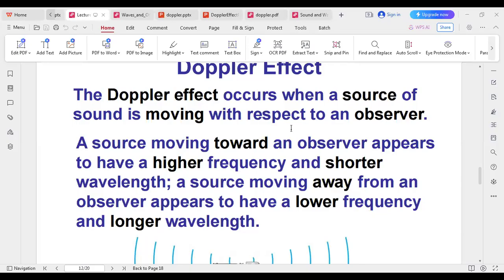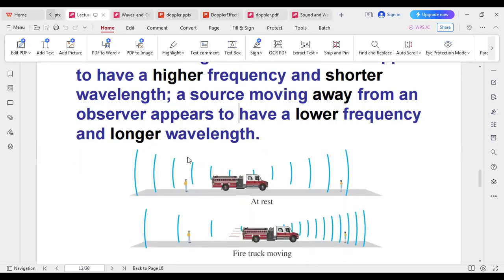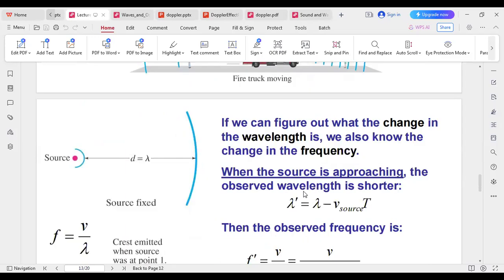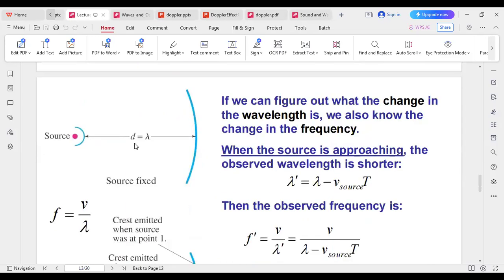From this lecture, we have studied what the Doppler effect is. The Doppler effect occurs when a source of sound is moving with respect to the observer. A source moving towards an observer appears to have a higher frequency and a shorter wavelength. A source moving away from an observer appears to have a lower frequency and a longer wavelength. Remember it. Here the observer is at rest and the fire truck is moving towards the observer. If we can figure out the change in the wavelength, we also know the change in the frequency.